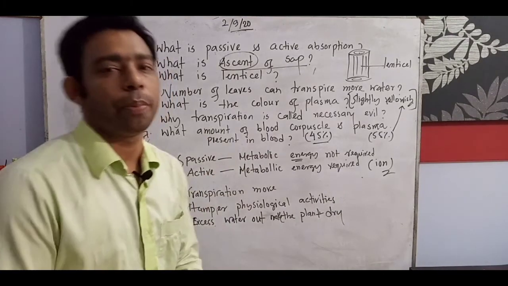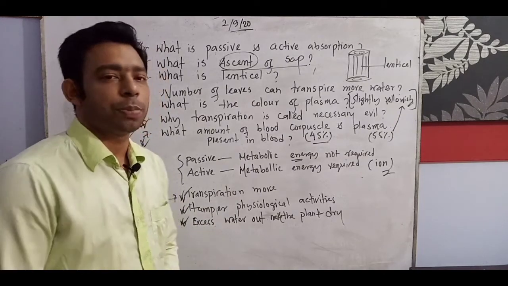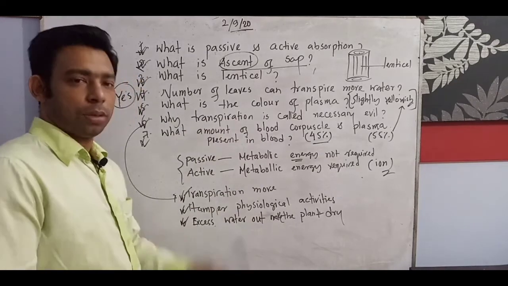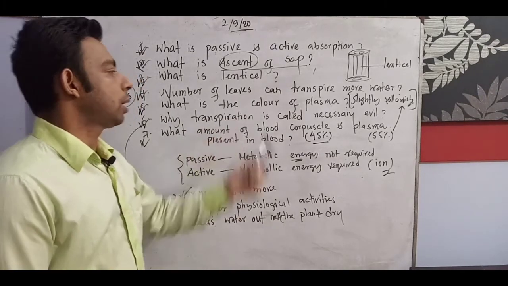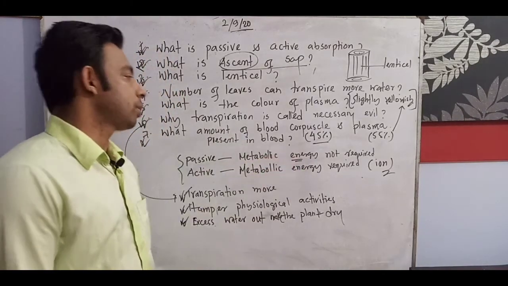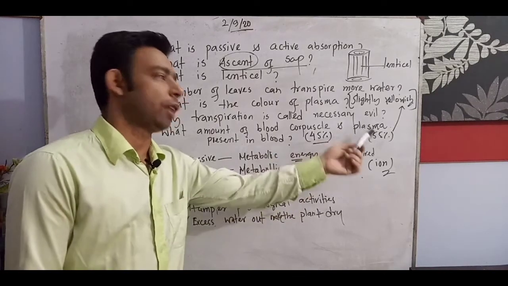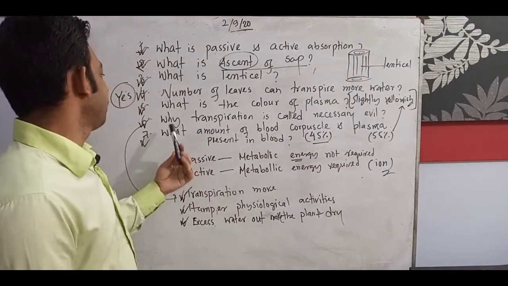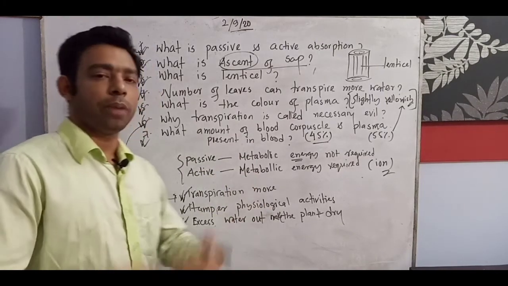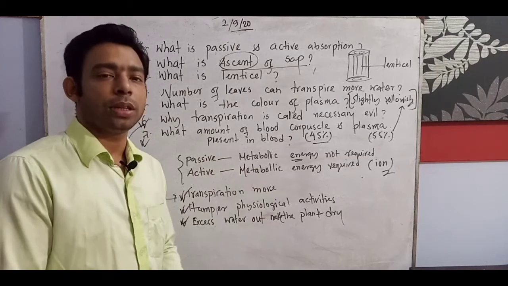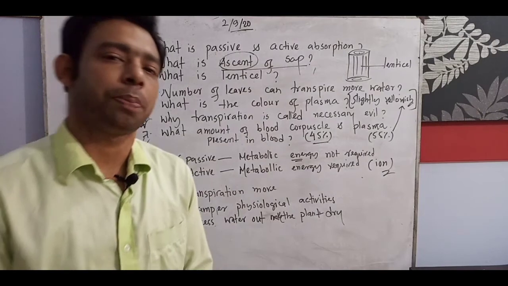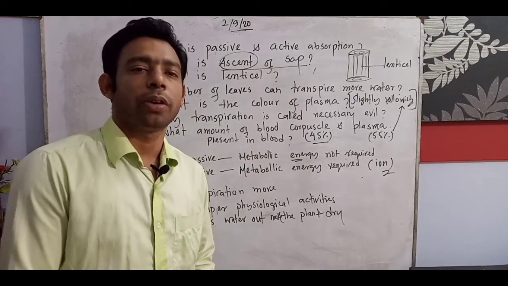Lenticel: in the stem bark, some transpiration goes through that type of cell, which is known as the lenticel. Number of leaves: of course, more leaves, more transpiration. What is the color of plasma? Not red, slightly yellowish. And what amount of blood corpuscle and plasma is present in the blood? 45% and 55%. And finally, why is transpiration called a necessary evil? When transpiration is more, it hampers the physiological activities, and excess water out from the body of the plant can make the plant dry, so we cannot get better results.